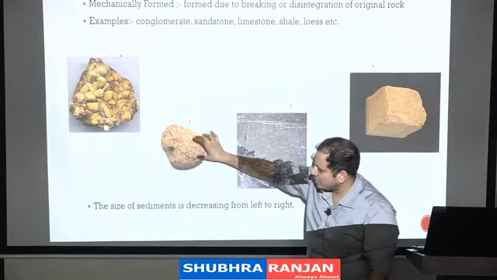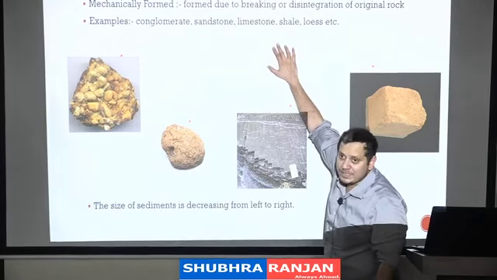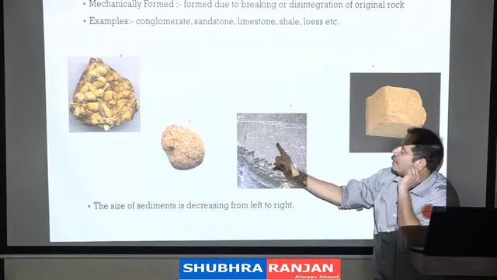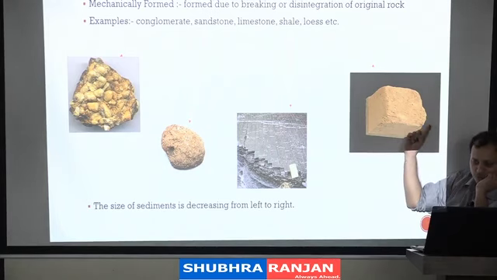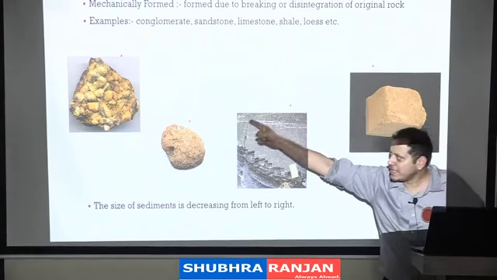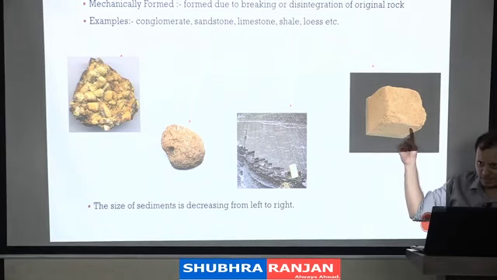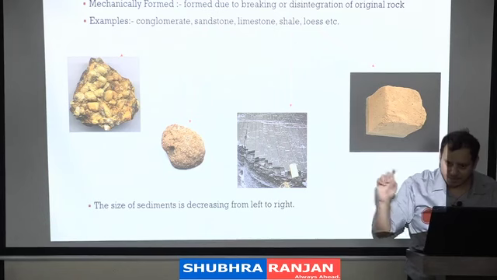Conglomerates से थोड़ा छोटा is the sandstone. Sandstone से उसके बाद is the limestone. I have not shown you the limestone here, but उससे भी छोटा is shale. And shale से एकदम very minute particles is known as loess. So what you should remember, the size of the sediments will go on decreasing. Fine with this? The conglomerates will be having large sediments. Clear?